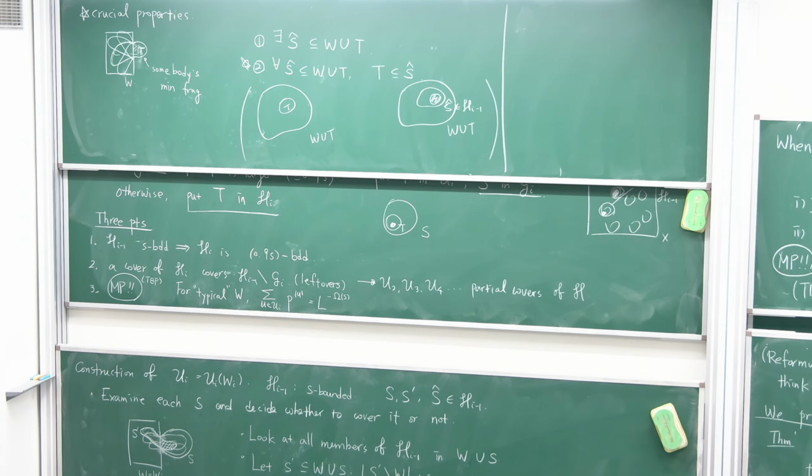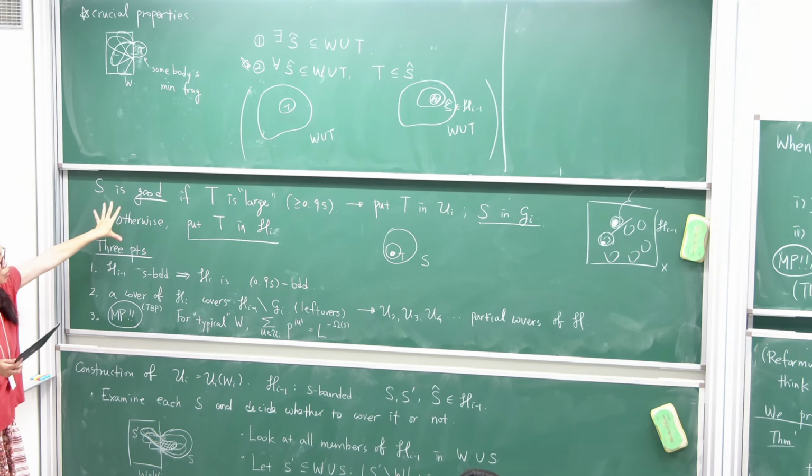So each point has its own meaning. And this is our construction. So we are done with the construction. And are there any questions about this construction? So this is our construction of the partial cover, and those are the points of this construction.